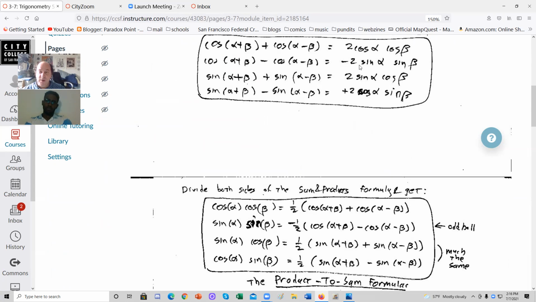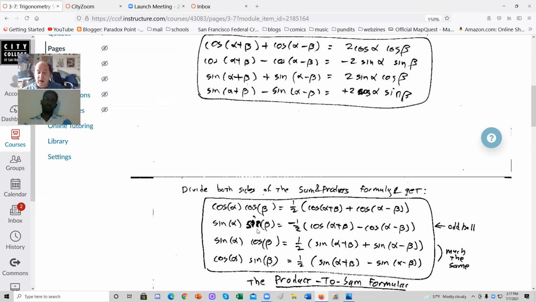Here, if we divide by a negative 2, we get the oddball formula. Sine alpha sine beta equals minus 1/2, cosine of a sum minus cosine of a difference, cosine of alpha plus beta minus cosine of alpha minus beta. Here we divide by 2 and get sine alpha cos beta equals a half of sine of the sum plus sine of the difference. You divide this by 2, cosine alpha sine beta equals half of sine of alpha plus beta minus sine of alpha minus beta. These last two are really much the same. If you exchange alpha and beta, you turn this formula into this and this into that.